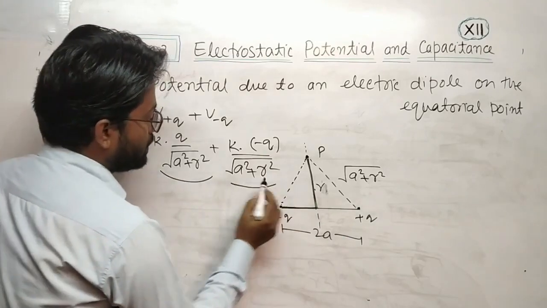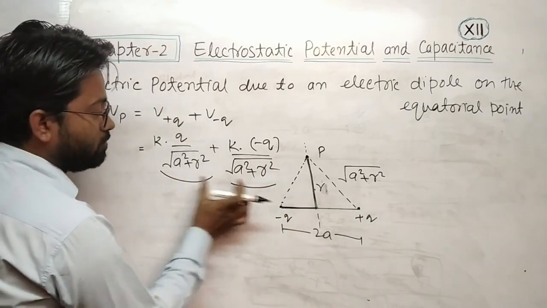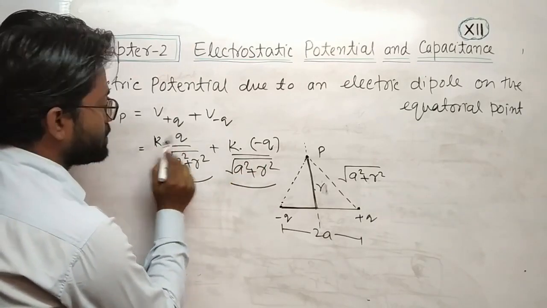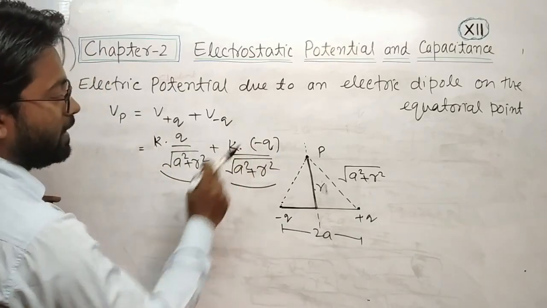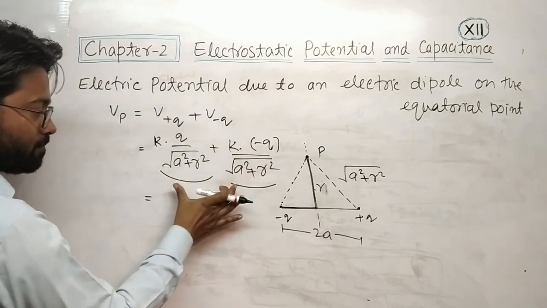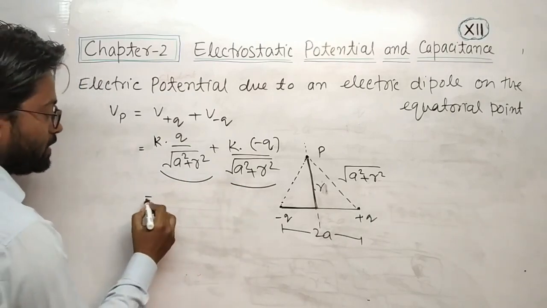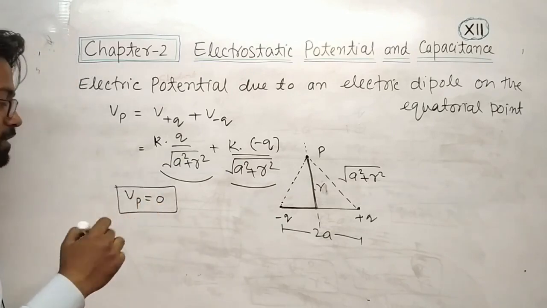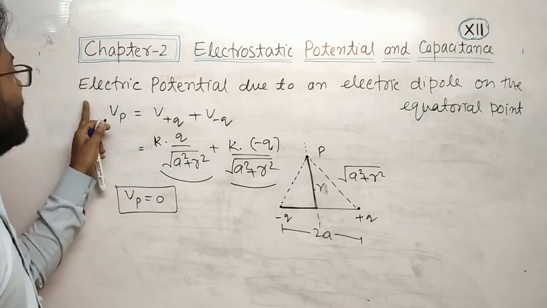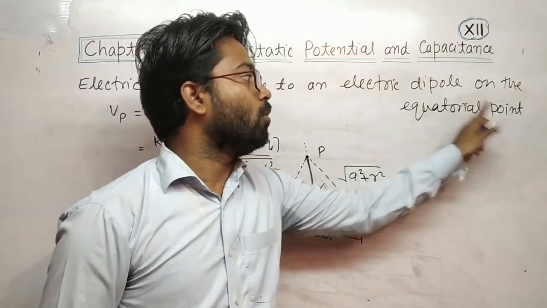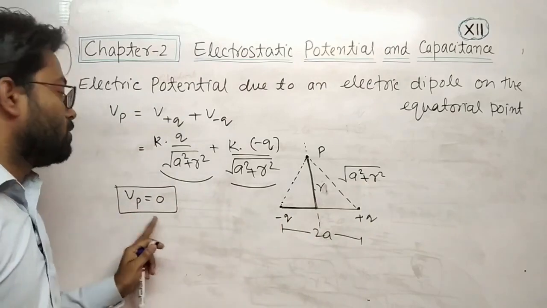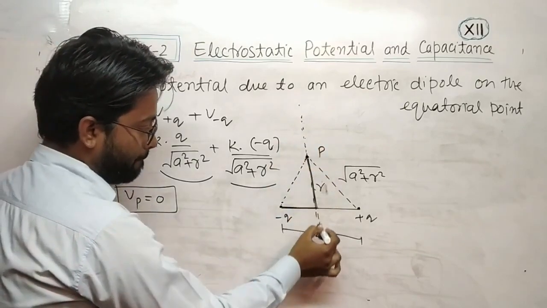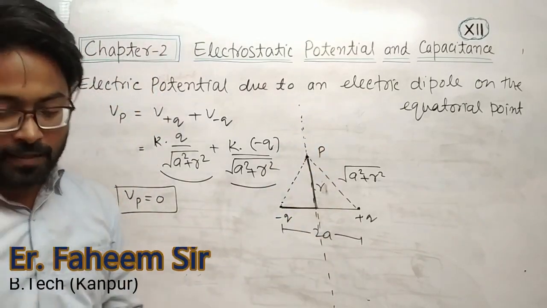If you see it, these two magnitudes are the same but in opposite direction, only there is a change in the sign. There is positive and there is negative. That means if we add these two quantities, the sum will be equal to 0. That means potential at point P is equal to 0, or we can say electric potential due to an electric dipole on the equatorial point will be equal to 0. Always, it may be any point.